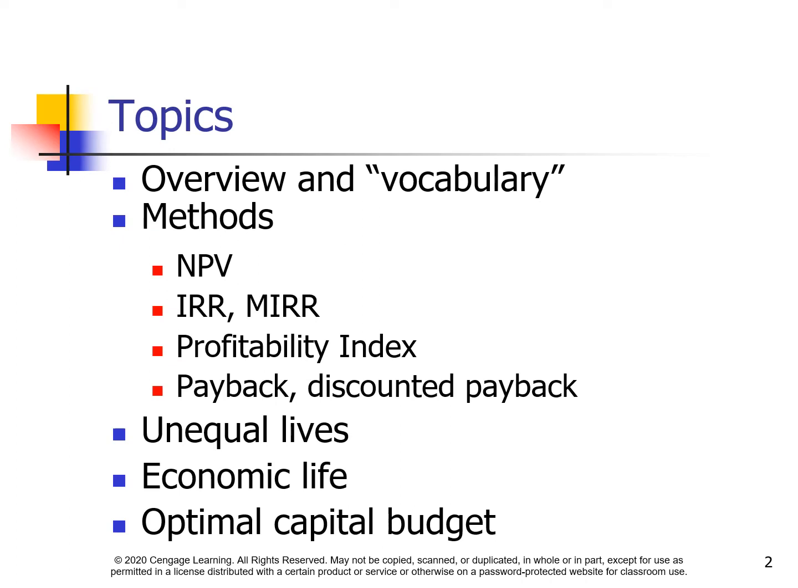Topics in this chapter include overview and vocabulary, methods, net present value or NPV, internal rate of return IRR, or modified internal rate of return MIRR, profitability index, payback and discounted payback, equal lives, economic life, and optimal capital budget.